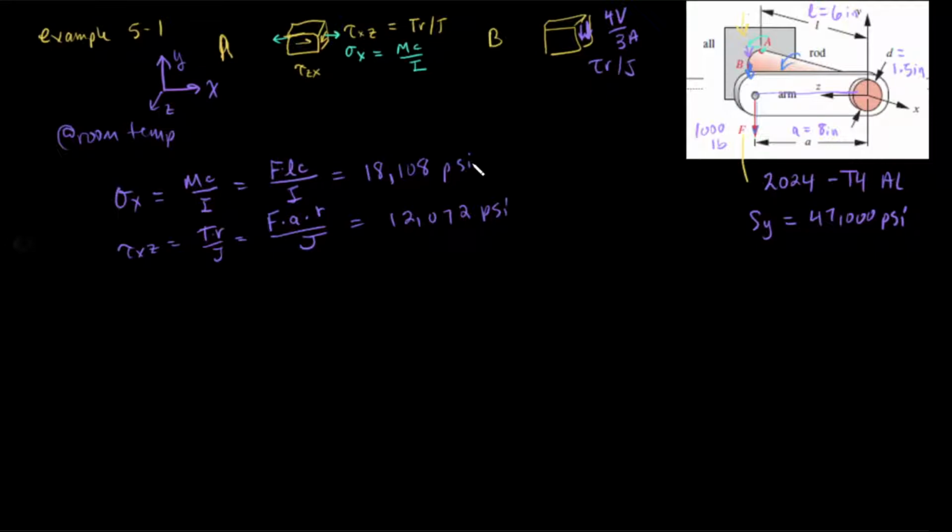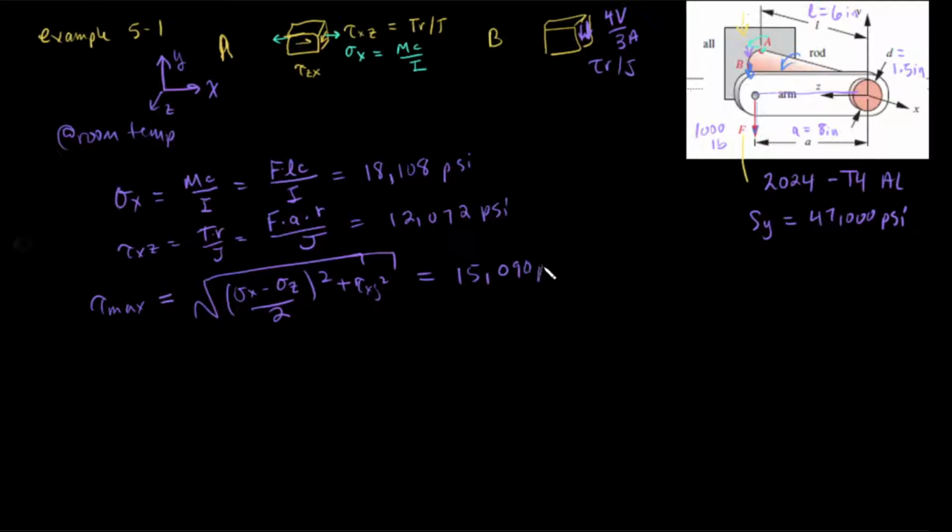We can find the max shear stress and principal stresses from our equations. We have a number of them to choose from, so we can say that tau max is equal to the square root of sigma x minus sigma z over 2, quantity squared, plus tau xy squared. If we do that, we find that it is equal to 15,090 psi.